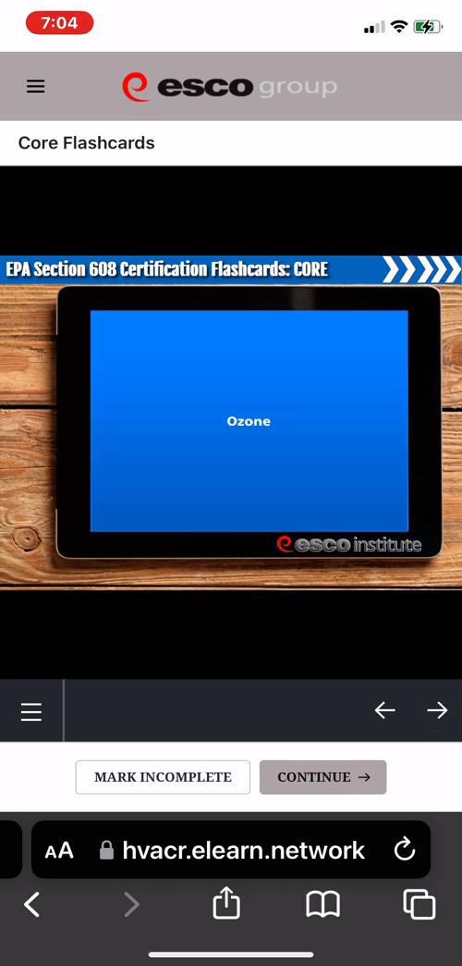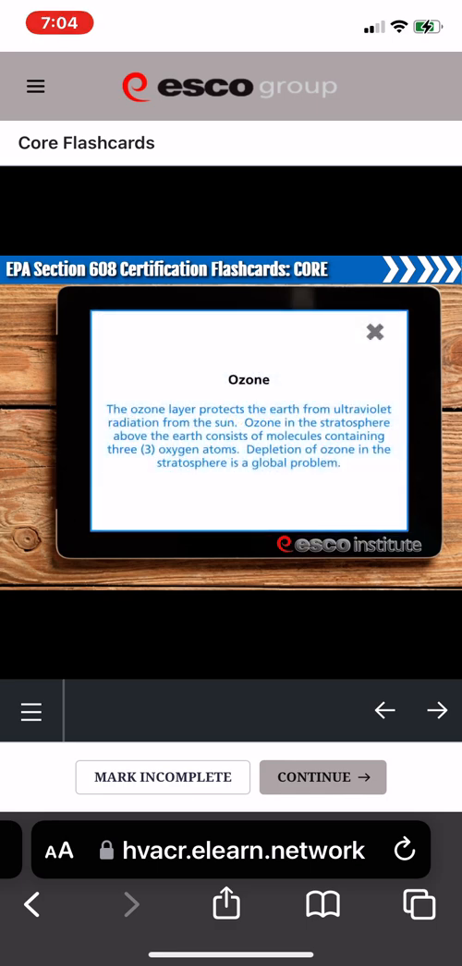Ozone. The ozone layer protects the Earth from ultraviolet radiation from the sun. Ozone in the stratosphere, above the Earth, consists of molecules containing 3 oxygen atoms. Depletion of ozone in the stratosphere is a global problem.